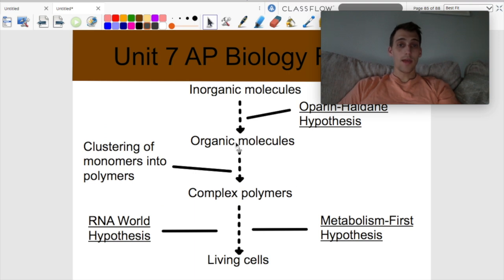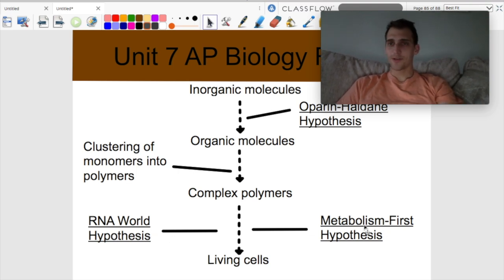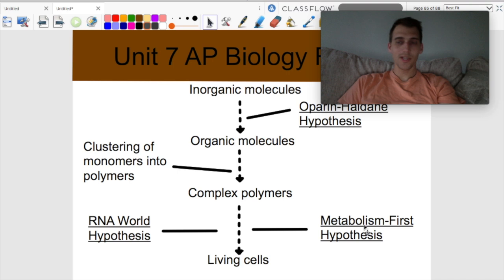So then, okay, we talked about organic molecules forming complex polymers. Now, this last step here, going from complex polymers to living cells, there are two hypotheses that are mentioned in the AP Biology exam about how this could have been. They're called the RNA world hypothesis and the metabolism first hypothesis. So it's like, what came first, the chicken or the egg? RNA or metabolism? That's basically what we're asking here.